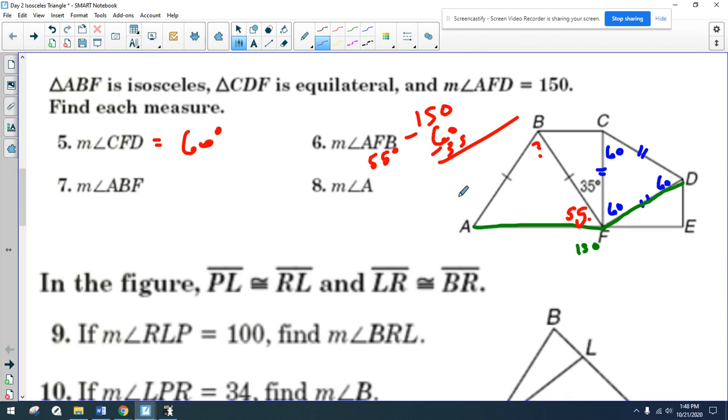So look at number 7. It wants ABF, which is the one with this question mark up here. So if I want that, I know I only have one of the angles, but if I have 2 equal sides, that means I have 2 equal angles. So this one's also 55. Now I can find the question mark. So 3 angles in a triangle add up to 180. So I'm going to take 180, subtract 55 and 55. So that's going to leave me with 70 for number 7. And number 8's nice and easy. Angle A, measure of angle A, we already got 55.